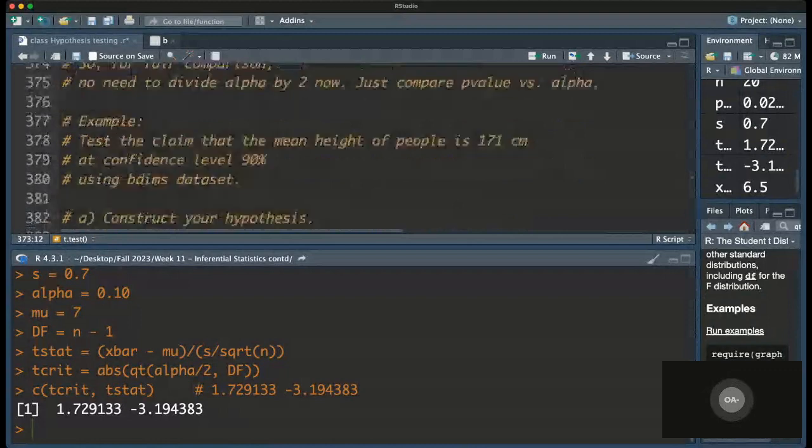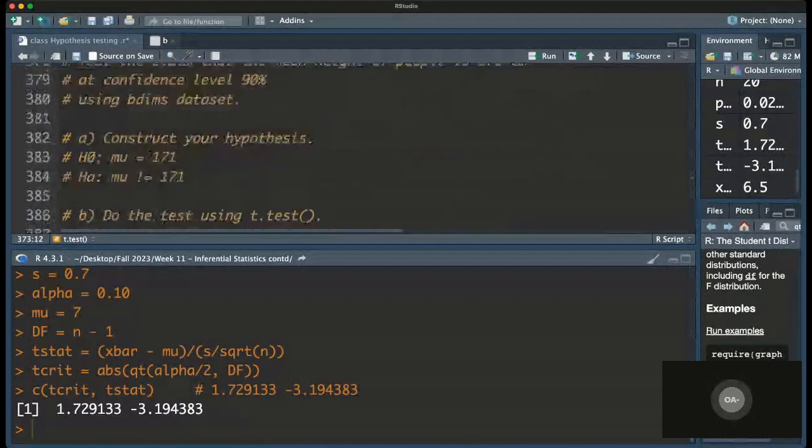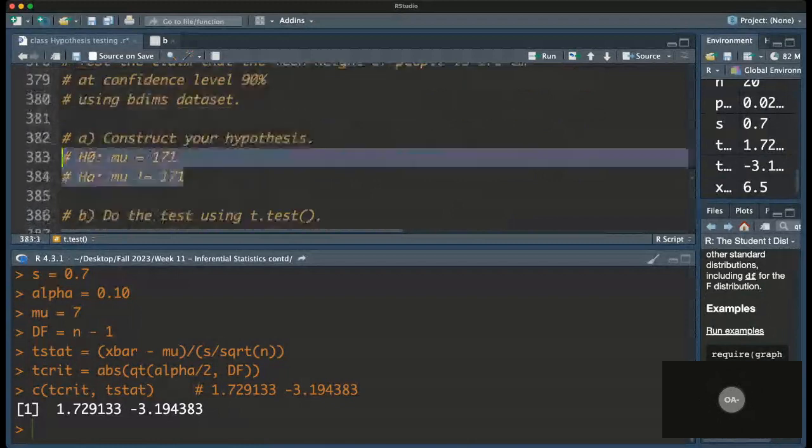Test the claim that the mean height of people is 171 centimeters at confidence level 90% from the same data set. So let's construct that. This is our hypothesis. Null hypothesis says mu is equal to 171, and our alternative hypothesis says mu is not equal to 171. Because it's not equal to, that means we are doing a two-sided alternative hypothesis. All right, let's continue.